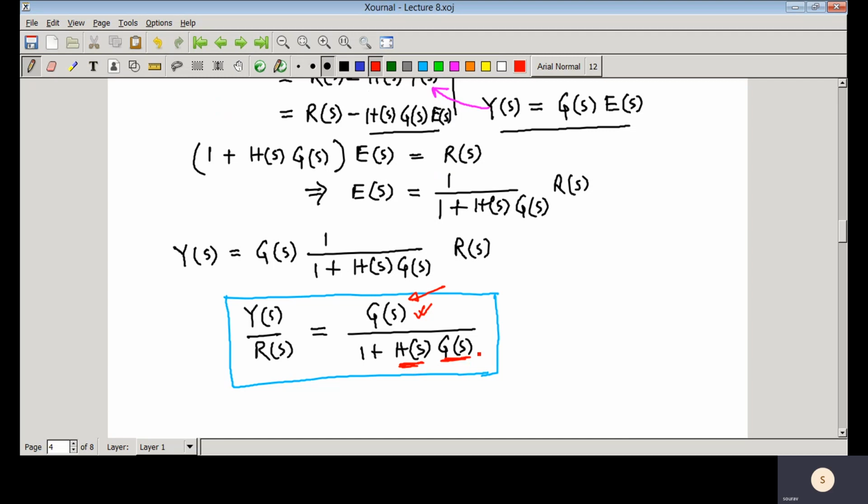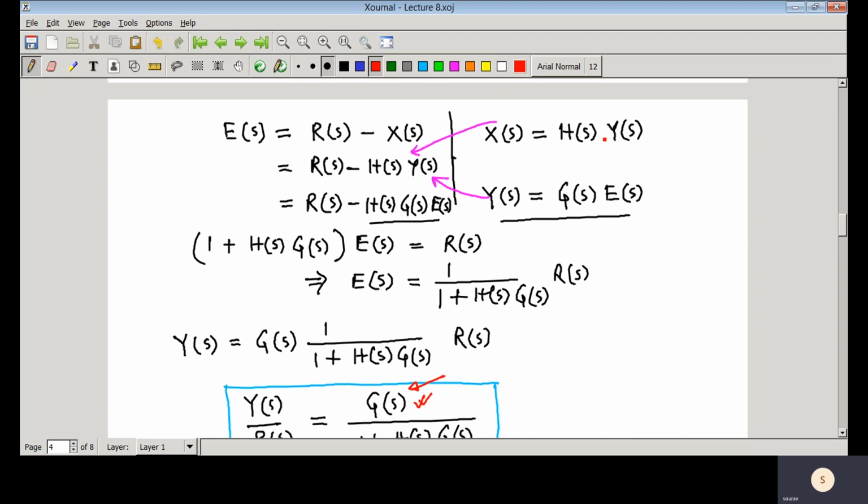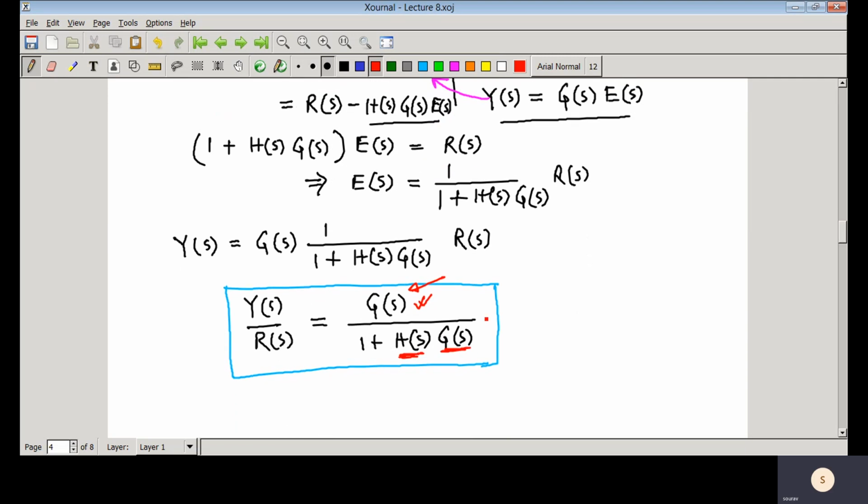So you should remember this particular structure, because whenever you will be simplifying a block diagram and your objective is to find the transfer function, every time you need not do all these derivations. Just looking at the block diagram you can directly write what the transfer function is.